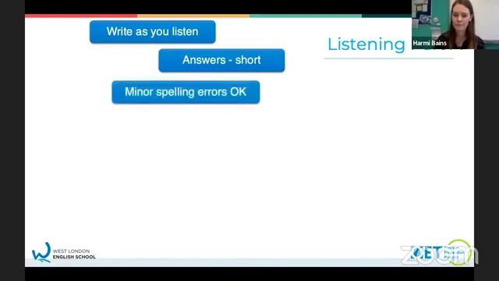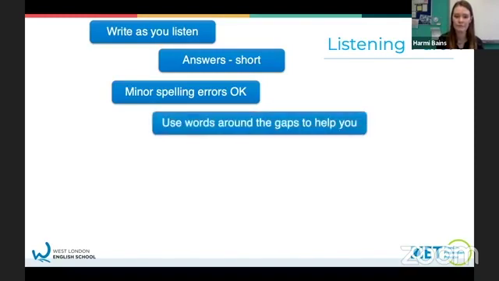Minor spelling errors are okay. Like we talked about before, if your spelling is incorrect, it has to look like the right word. It can't look like a different word, because that's too confusing. Use the words around the gaps to help you. They give you so much information. They tell you what's coming next, give you the synonyms, and tell you what part of speech it should be. I know it's only 30 seconds, but you've got to use it as best as you can.